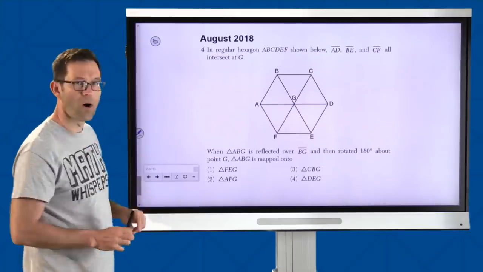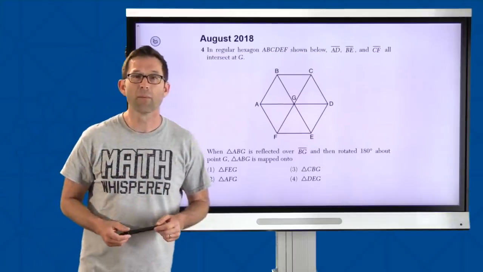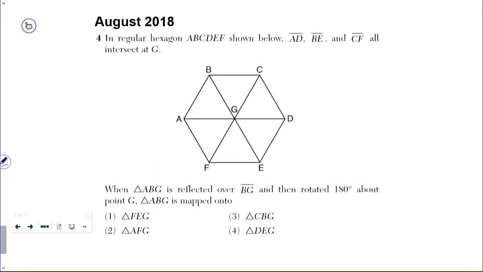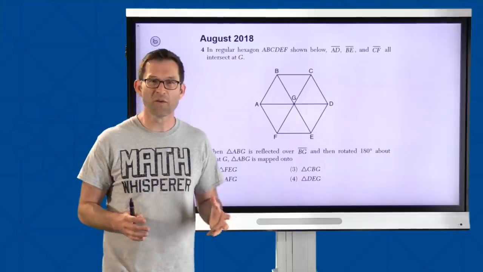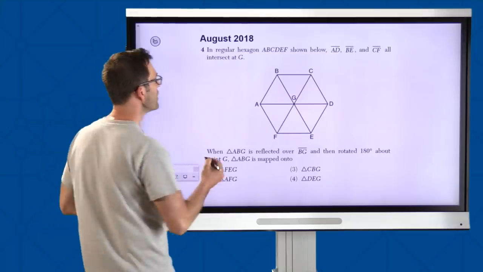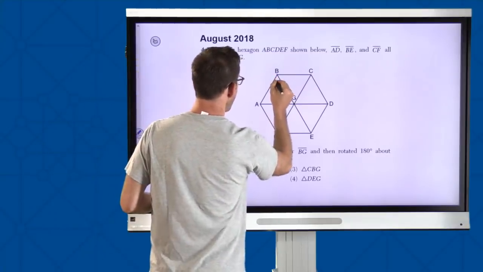I love this question. August of 2018. Problem number 4. In regular hexagon ABCDEF, shown below, AD, BE, CF all intersect at G. Awesome. When triangle ABG is reflected over BG and then rotated 180 degrees about point G, triangle ABG is mapped onto what? Okay, so this is a fun problem. Let's take a look at this. So they're talking about triangle ABG.